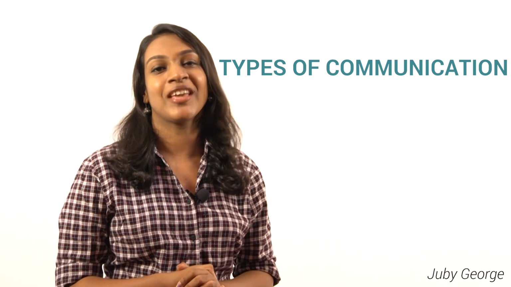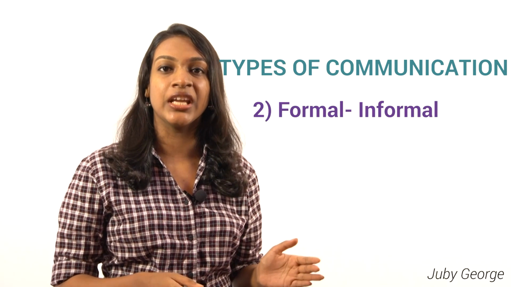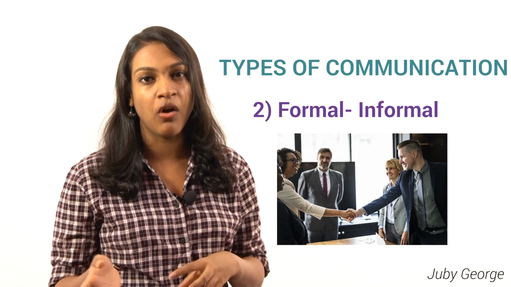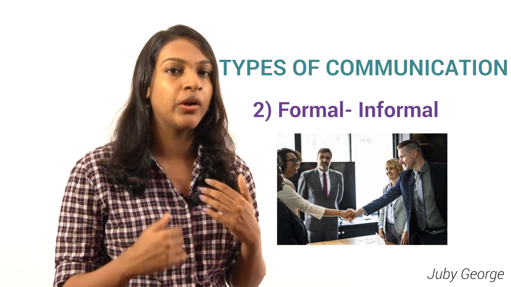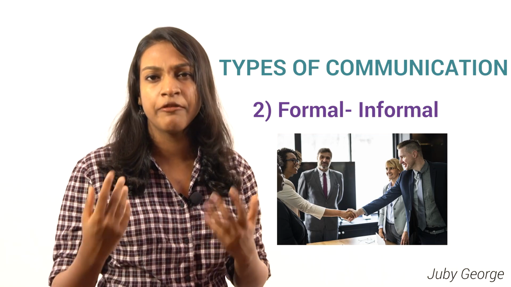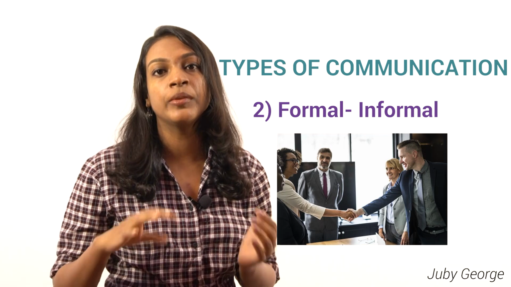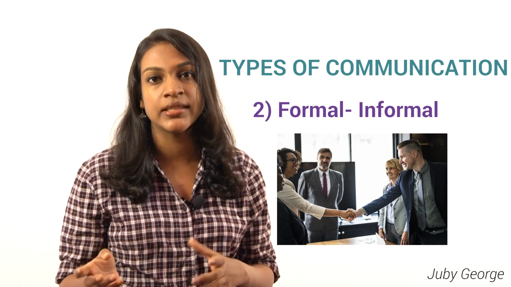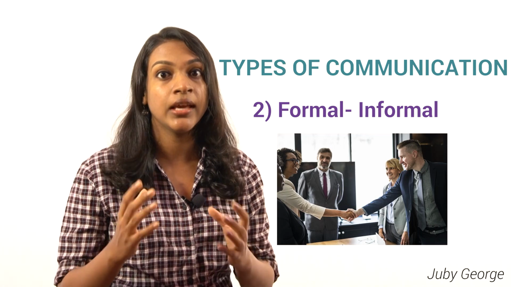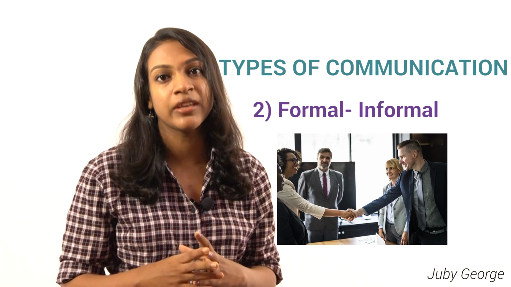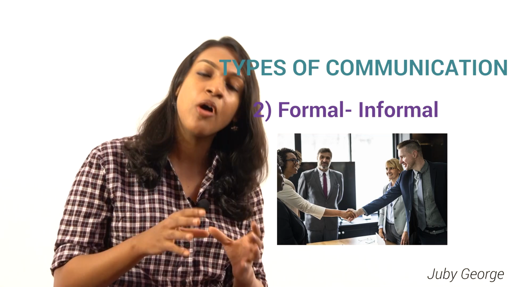The second type of communication is the formal communication and the informal communication. So what is formal and informal communication? Formal communication happens when the government or NGOs or other governmental departments, firms, etc. they inform the people on different policies, measures, actions they are going to take. So such kind of communication is termed as formal communication.